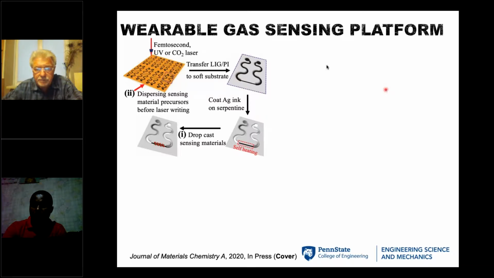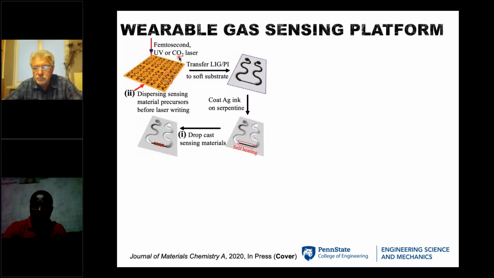So what we have done is we use the CO2 laser, but it could also be a UV laser or femtosecond laser, and they just go through the pattern as designed and then convert the polyimide material into a highly porous graphene. And the material is 3D in geometry and is also directly compatible with nanomaterials.